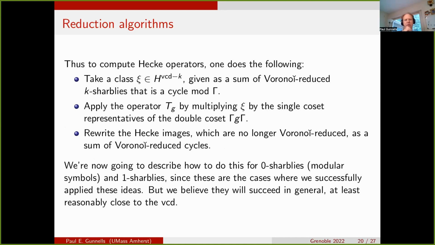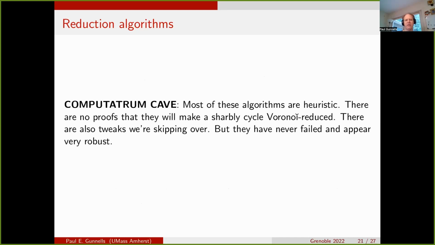Okay, so I'm just saying that we're gonna take a class and write it as a sum of Voronoi reduced things. It's a cycle mod gamma, and we apply the coset representatives, and then we reduce by some algorithm that I'm gonna explain. So let me just keep going past that.